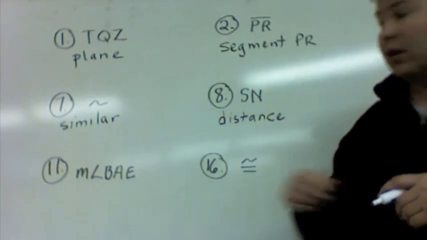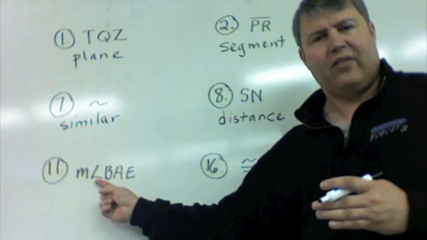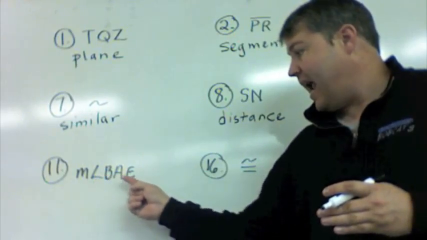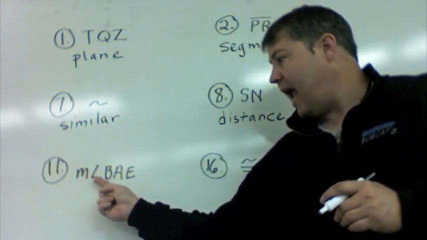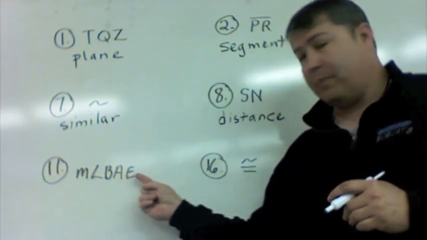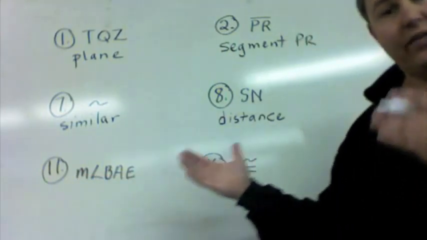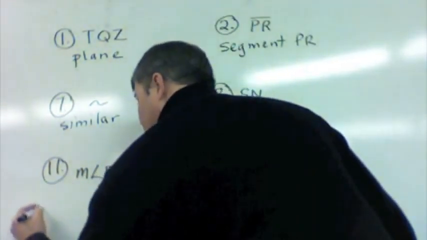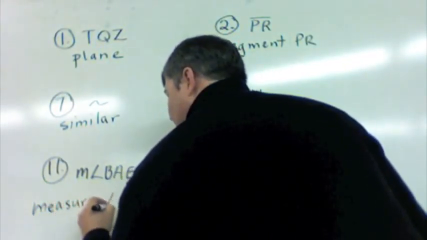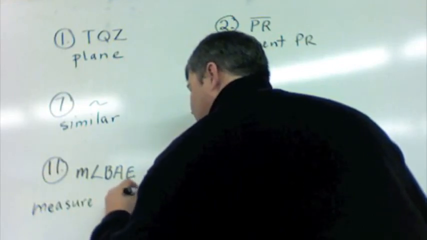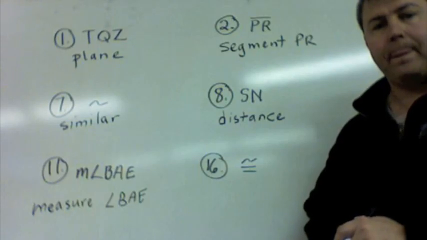All right, next number 11. This is M with a little funny L-looking thing, and then BAE. This means measure. That means angle, and this is BAE. So this is the measure of angle BAE, and that's what I'm going to write. Measure of angle BAE. I can use the angle symbol in my description on this one.